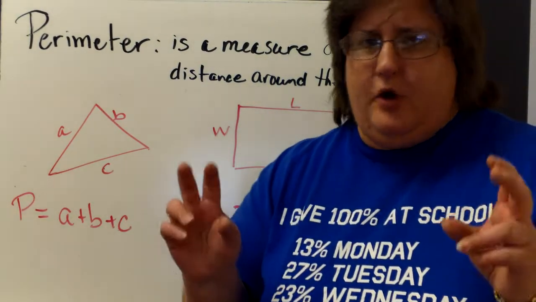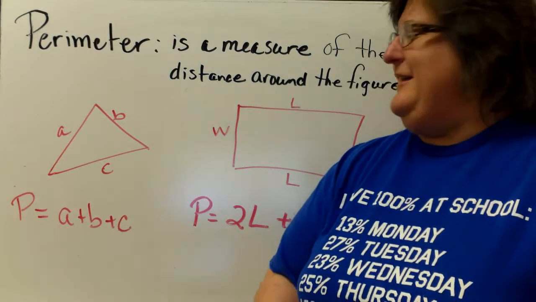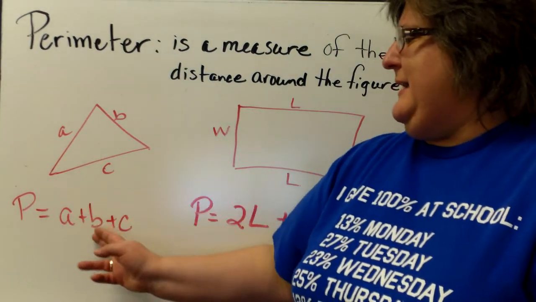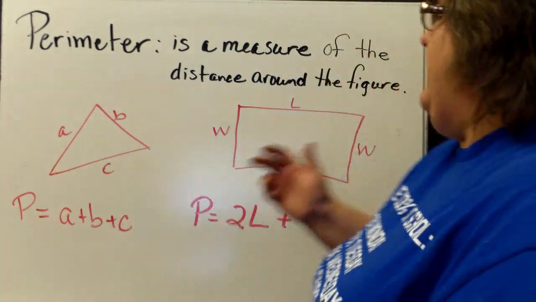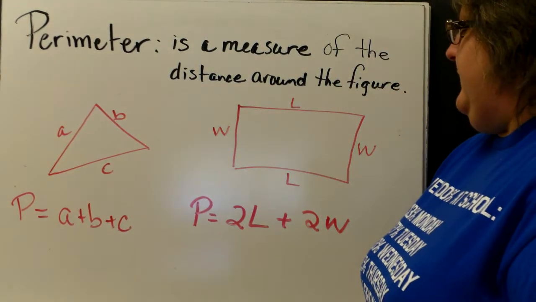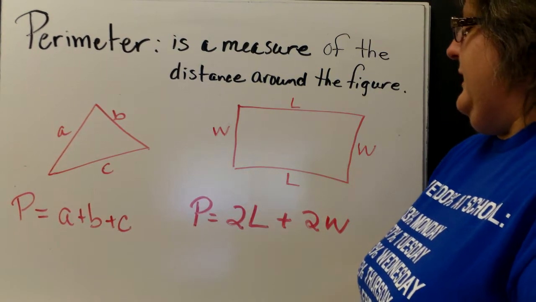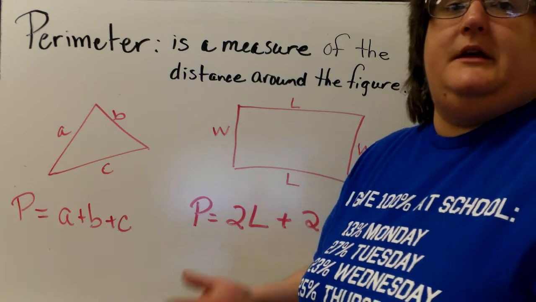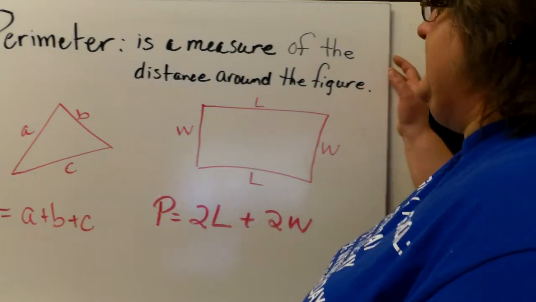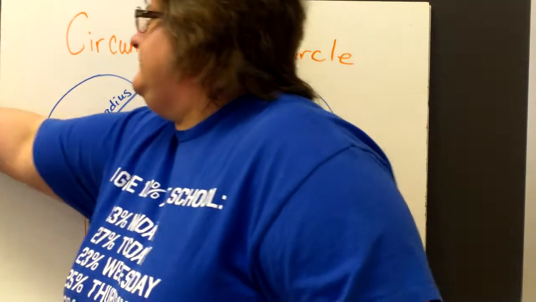Sometimes you can see it as a formula. With a triangle, for instance, perimeter is A plus B plus C. Add the three sides of that triangle. For a rectangle here, the formula would be that the perimeter equals two lengths plus two widths. Literally, you add all four sides for a rectangle.